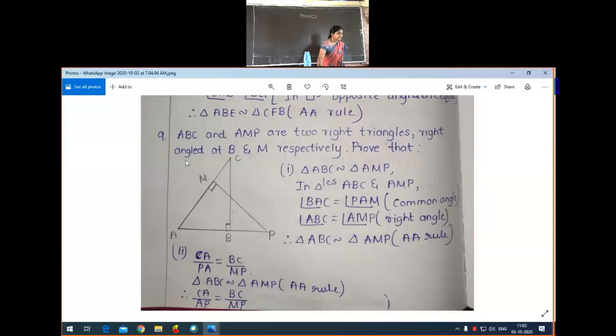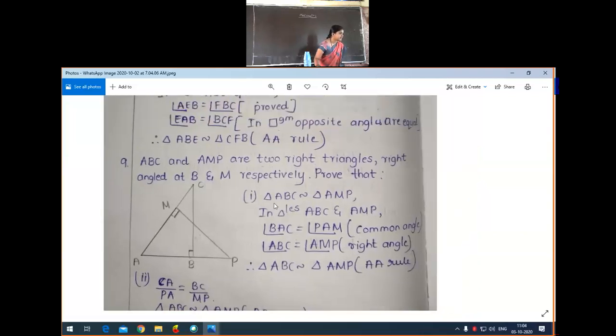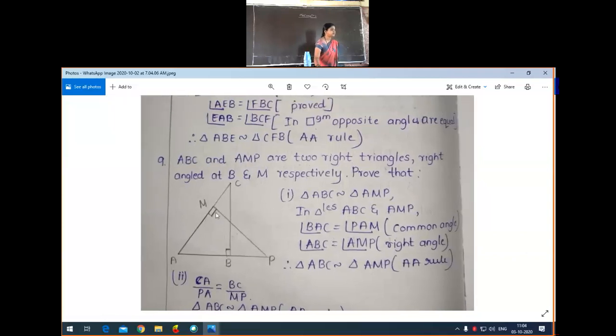Okay, see, ABC and AMP. Are you observing this triangle ABC and this triangle AMP? Two right angled triangles, right angled at B and M. Here from the figure we can easily identify the right angles at B and M.